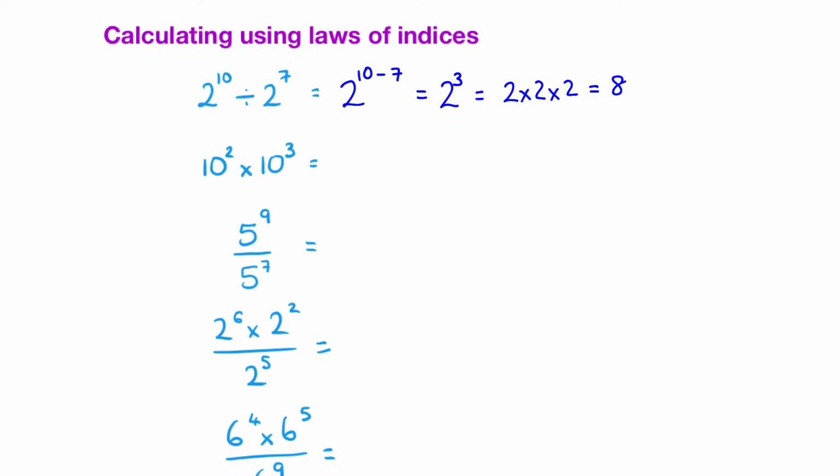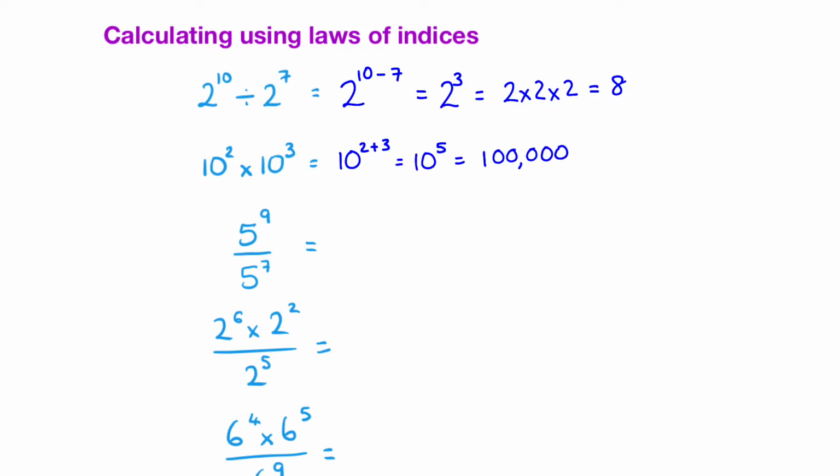Okay, let's look at the next one. 10 squared times 10 cubed. Well, we know we add the powers, don't we? So rather than working out what 10 squared is and what 10 cubed is and multiplying them together, we can just work out 10 to the power 2 plus 3, which is 10 to the power 5. And you should remember from a lesson not that long ago that the power of 10 tells you how many zeros you've got after the 1. So 1, 2, 3, 4, 5. Put a comma there if you want it.